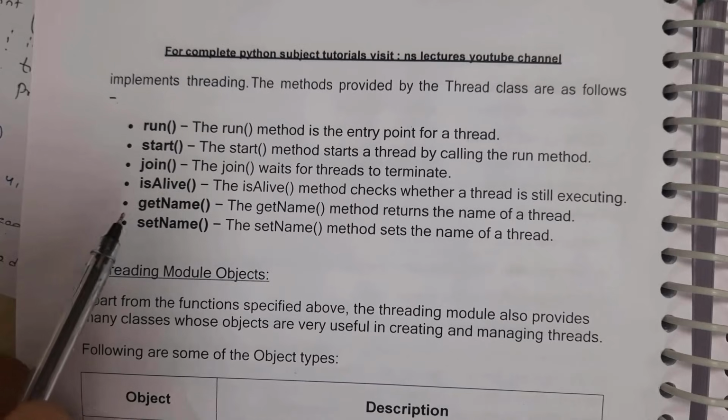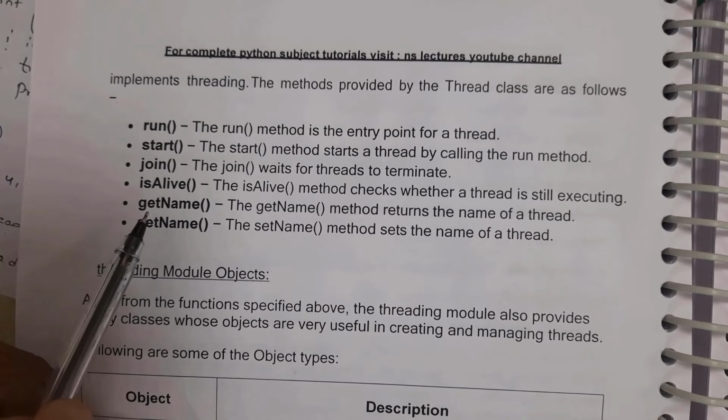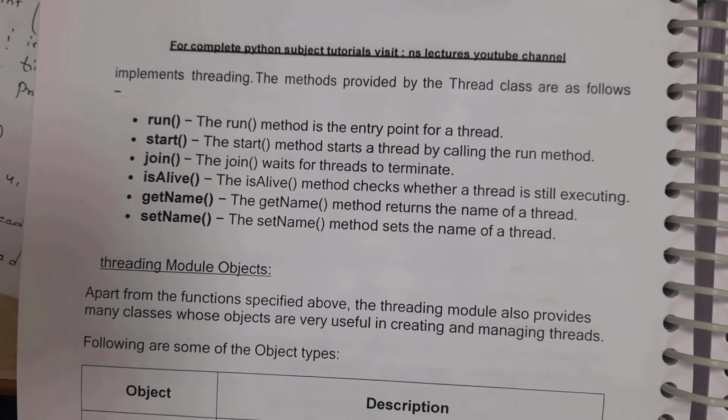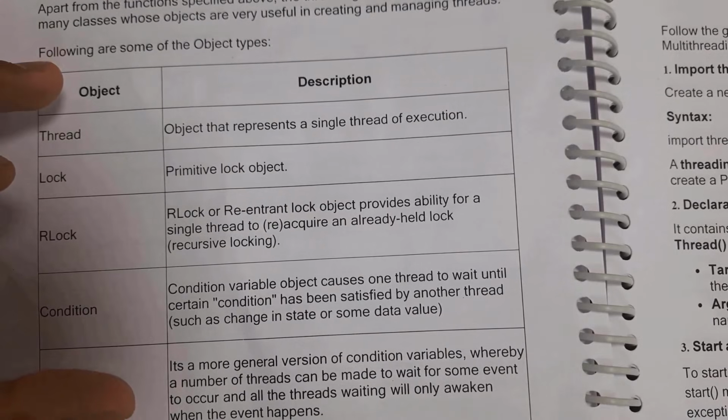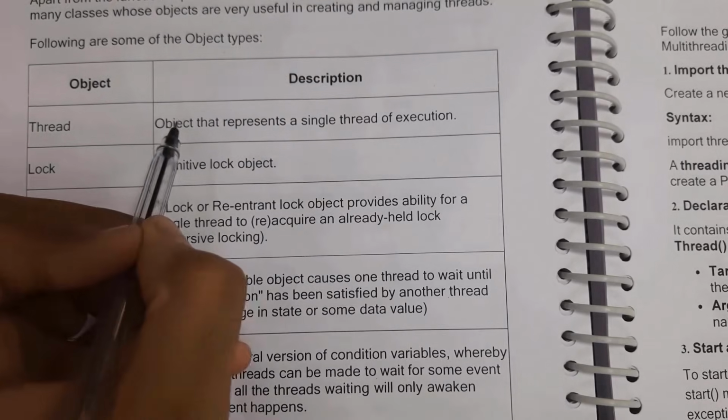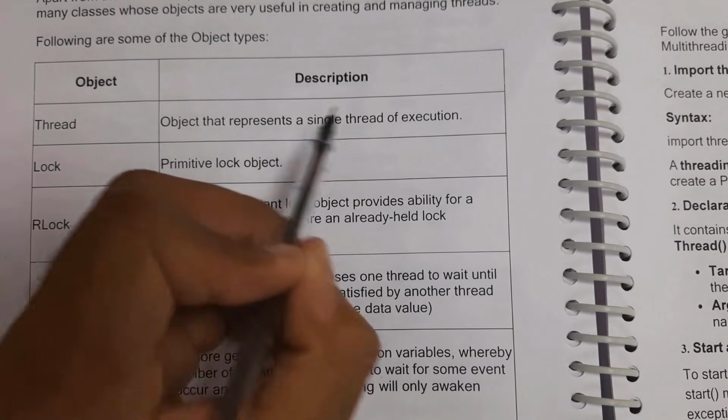And the next one is the getName method. The getName method is used to return the name of a thread, whereas the setName method is used to set the name of a thread. These are various methods in the Thread class. These are some of the objects in the threading module. First one is Thread. This is the definition of thread: an object that represents a single thread of execution.